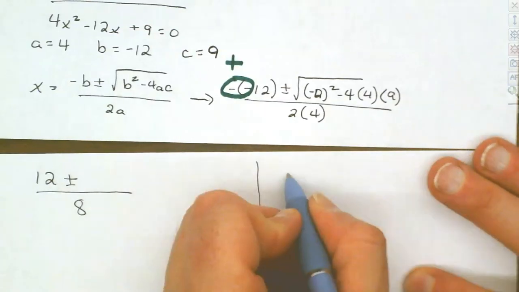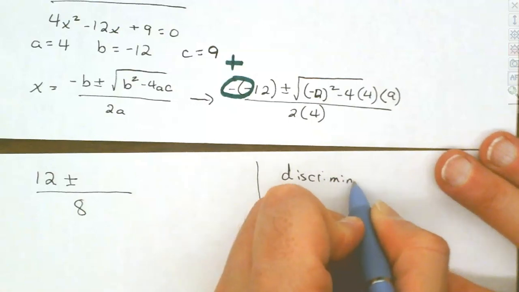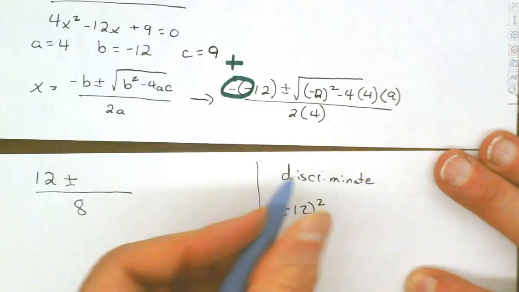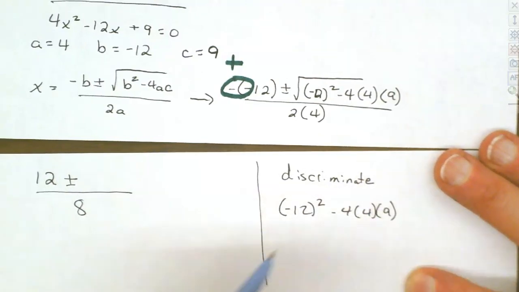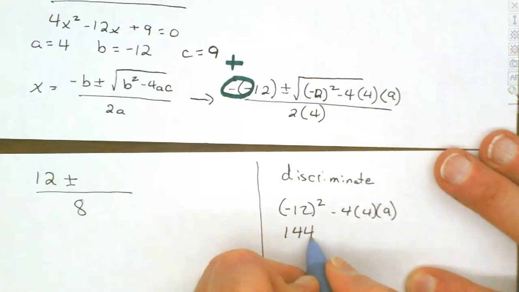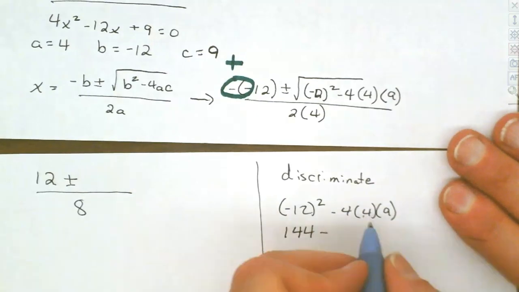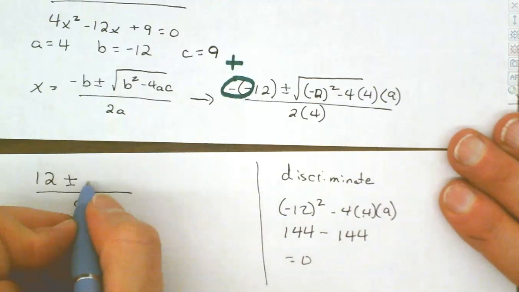Right-hand side, we'll do our discriminant. And that's a negative 12 squared minus 4 times 4 times 9. 12 squared is 144. 4 times 4 is 16. And 9 times 16 should make it a 144. And that comes out to be 0.